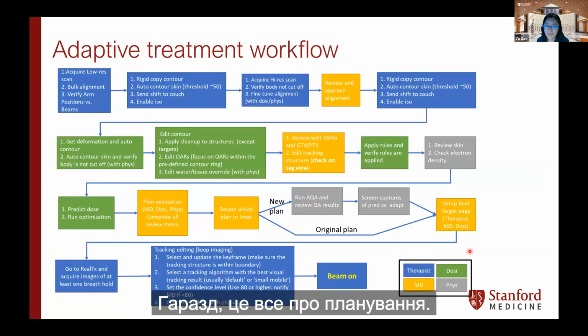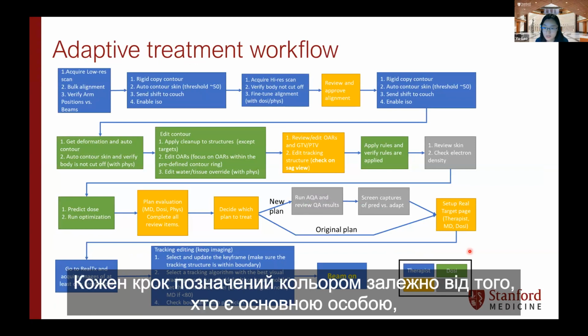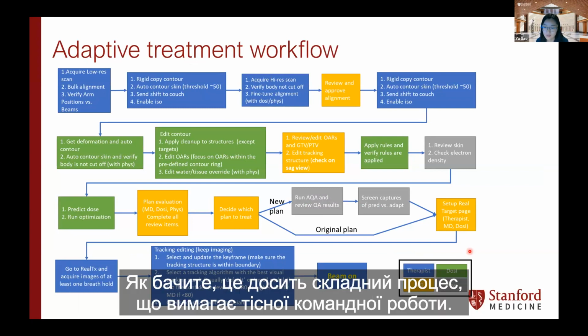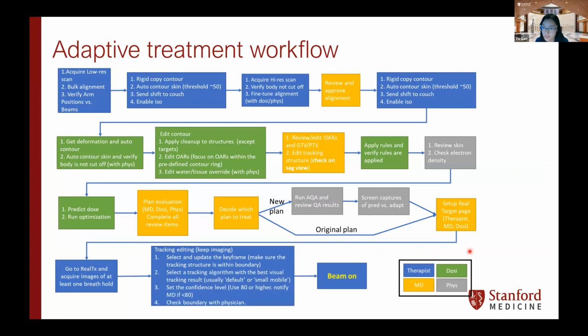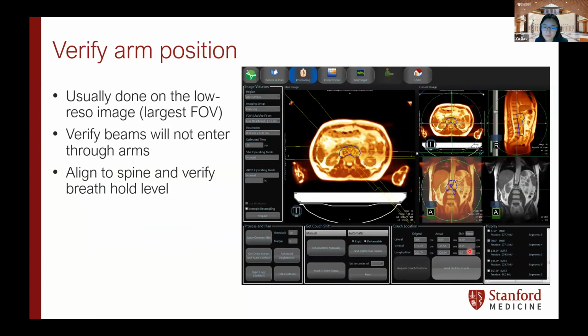Okay, that's all about planning. So now let's move to the treatment. Here is the flow chart showing the workflow for adaptive treatment. Each step is color-coded based on who is the primary person conducting the task. And as you can see, this is a relatively complicated process that requires close teamwork. So I'll go over some of the key steps.